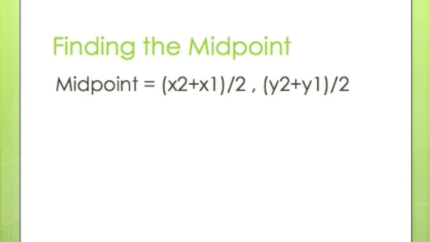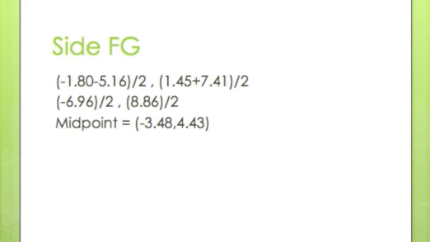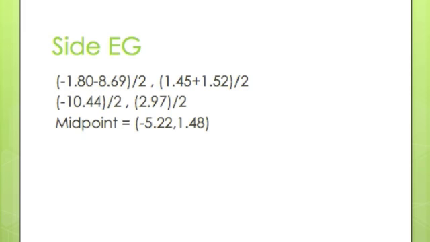The next step is finding the midpoint. The midpoint formula is (x2 plus x1) divided by 2, (y2 plus y1) divided by 2. For side FG, you will plug in the following points. Notice that the points are the same points that we had used for the length formula. The midpoint will be found by using the formula.